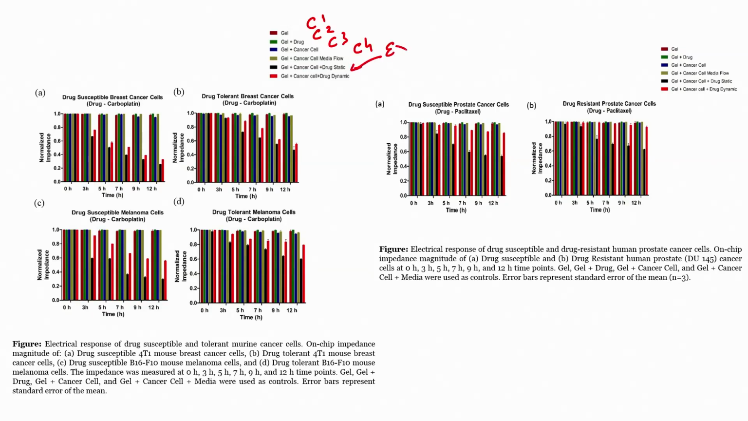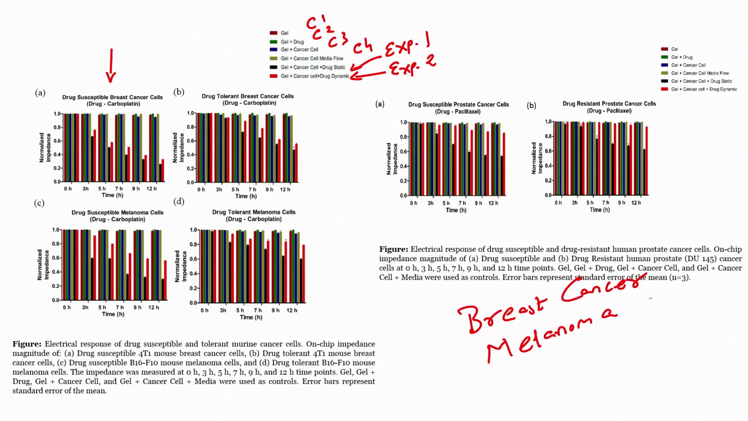This is experiment 1, this one is our experiment number 2, right. So, what is our experiment number 1? Gel plus cancer cell plus drug in a static situation. Experiment number 2 is gel plus cancer cell plus drug in a dynamic situation, all right. So, first let us see drug susceptible cancer cells. Here we have tested 3 different cell lines. First one is breast cancer cell line, second one is melanoma cell line, melanoma is skin cancer, third one is prostate cancer cell line. Okay.